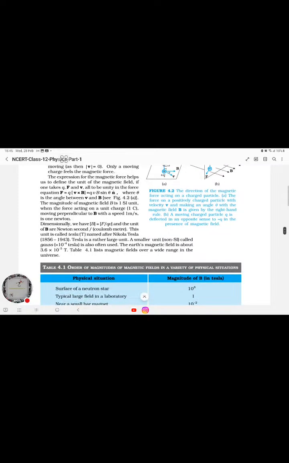Dimensionally, the dimension of magnetic field is equal to the dimension of force divided by the dimensions of charge multiplied by the dimensions of velocity, and the unit of B is Newton second per coulomb meter. This unit is called Tesla, named after Nikola Tesla. Tesla is rather a large unit. A smaller unit called Gauss, where 1 Gauss is equal to 10 power minus 4 Teslas, is also often used. The Earth's magnetic field is about 3.6 times 10 power minus 5 Teslas.